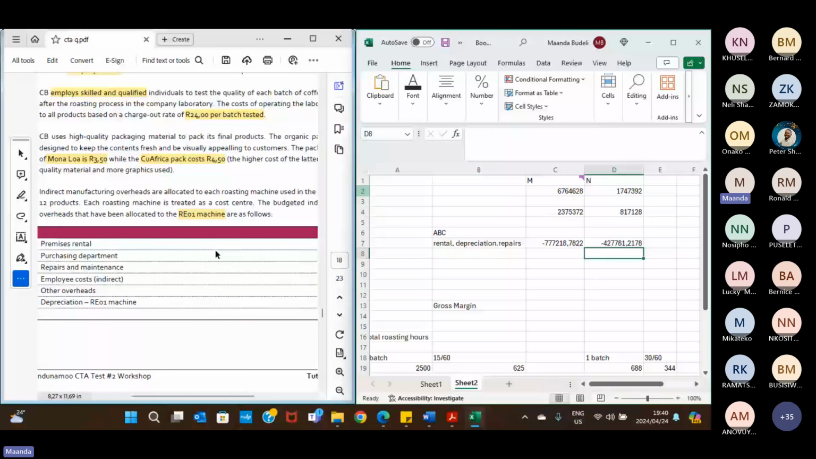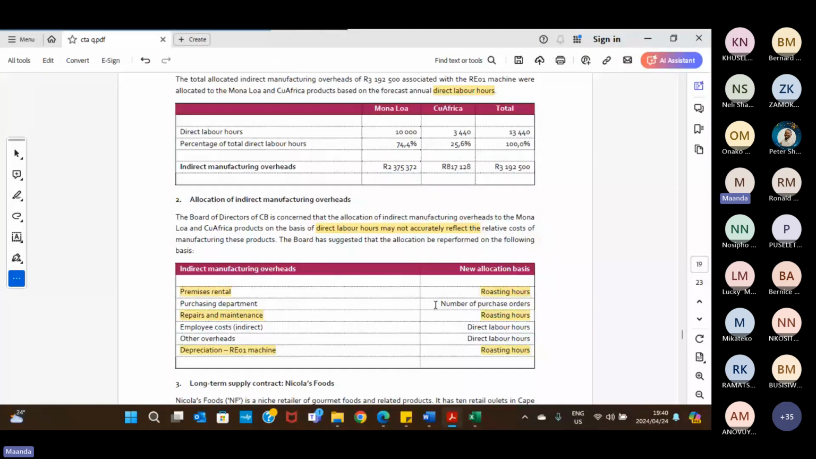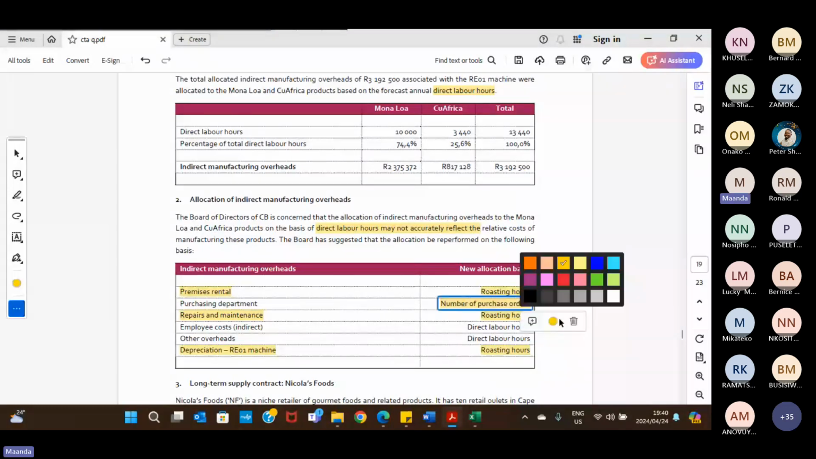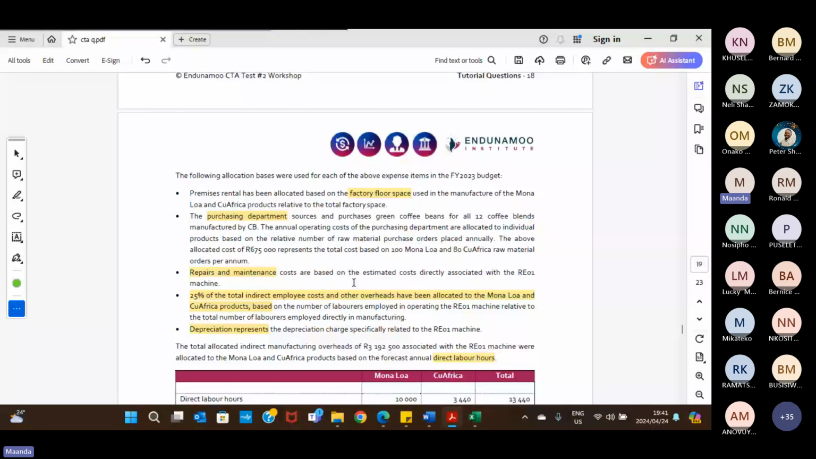So the next one will be, I need the purchasing department. And I'm being told that the purchasing department will be done on the number of purchase orders, right? So numbers of purchase orders. So then this becomes easy, because when we were reading, you will see that they give us the purchasing orders.